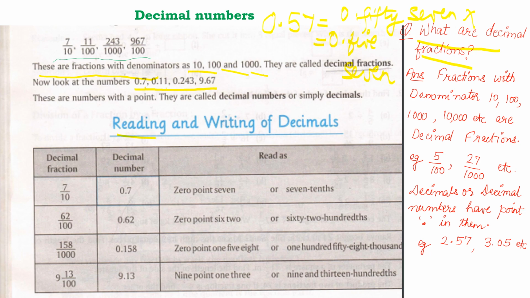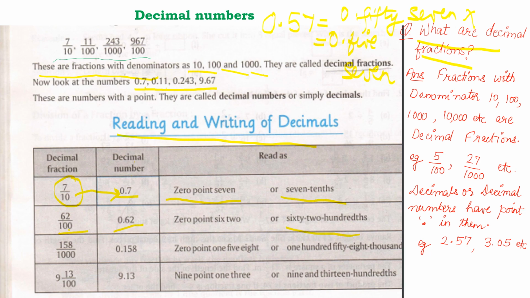So how to read and write decimal numbers? Please look here. The decimal fraction is given as 7 by 10. Its decimal number will be 0.7 and it will be read as zero point seven or 7 tenths, tenths because it is at the tenths place. 62 by 100 will be written as 0.62 or 62 hundredths. Clear?